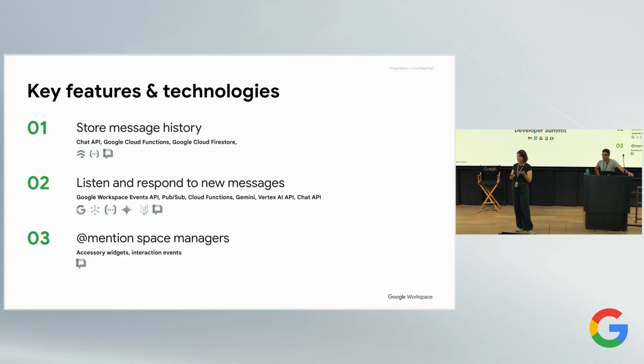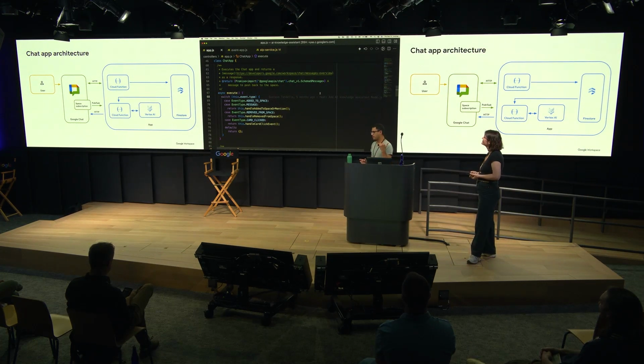So in that case, we need an accessory widget, which is a button that just goes below the response from the chat app. And then they can click that button, and it will mention a space manager who can jump in and answer the question for them. So I'll reiterate what Allison said.